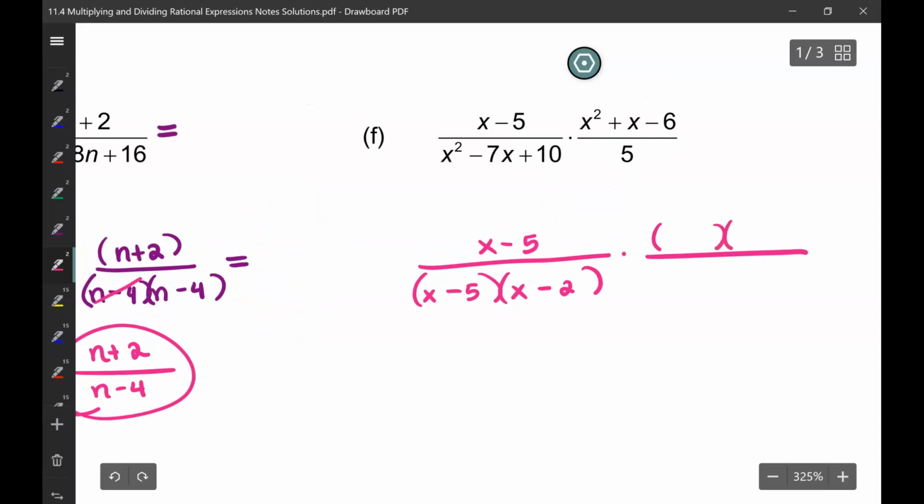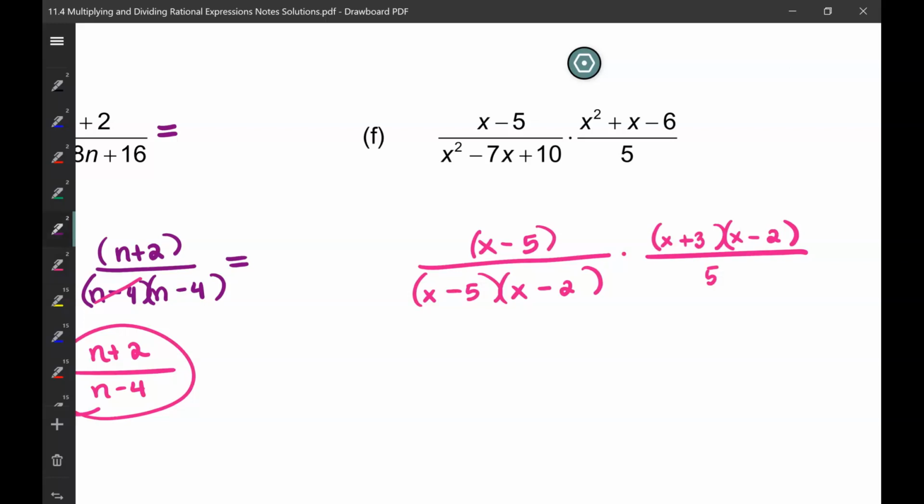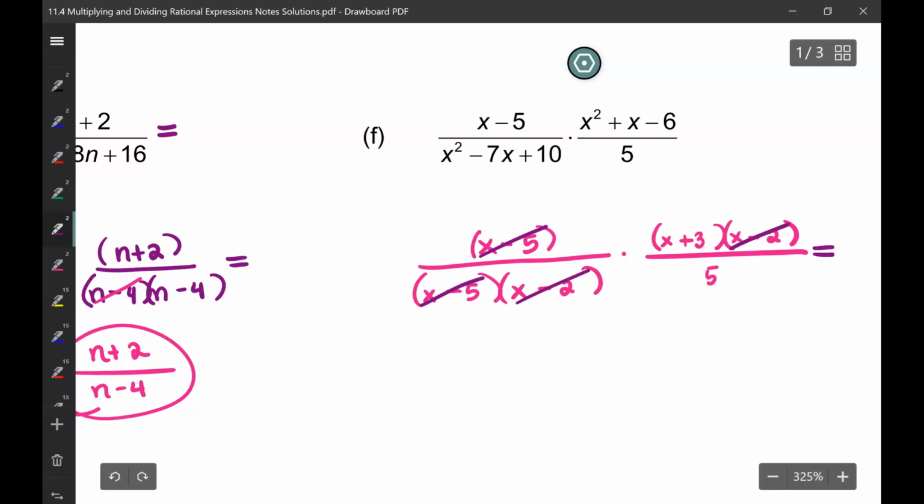Here, x squared plus x minus 6. So two numbers that multiply together to give us a negative 6 add up to 1, because 1x. So that's going to be a plus 3 and a minus 2. And then we have 5. Okay, let's take a look. What can we cancel? Well, I see x minus 5 and x minus 5 will cancel. And this x minus 2 and this x minus 2. So what does that leave us with? It leaves us with x plus 3 in the numerator. And it leaves us with a 5 in the denominator.